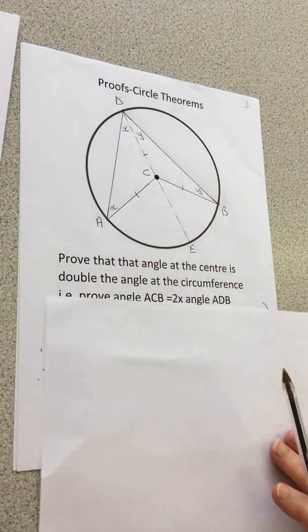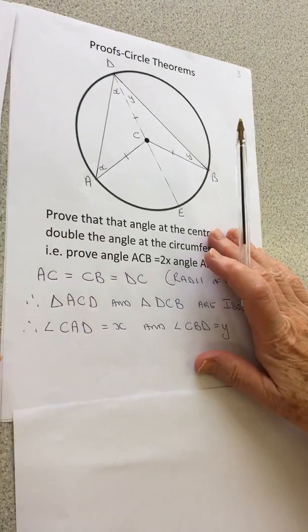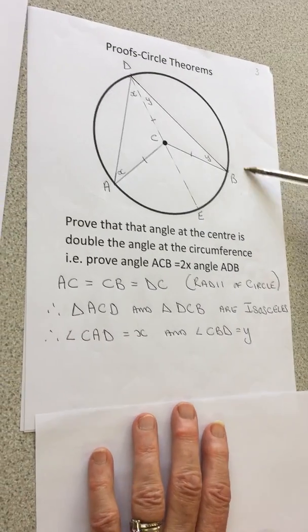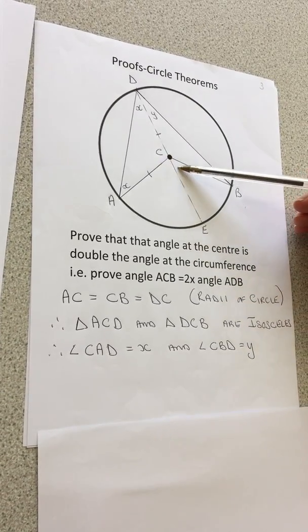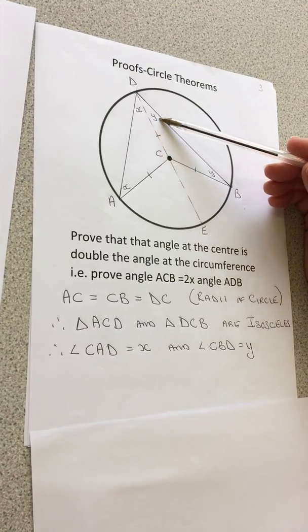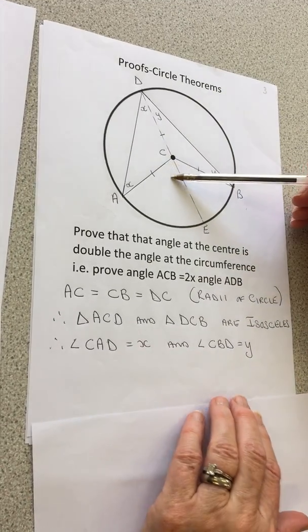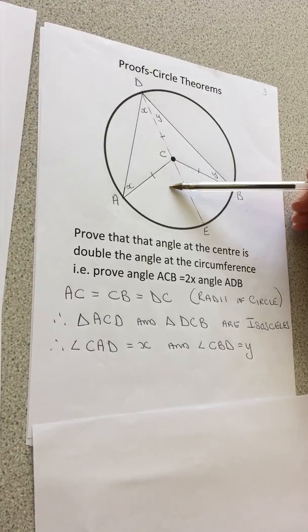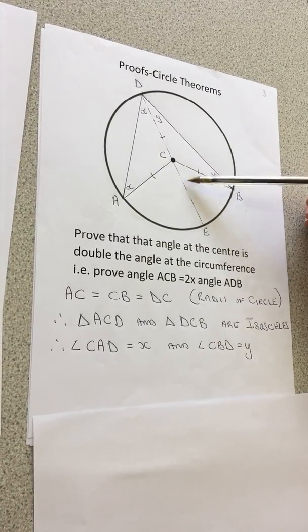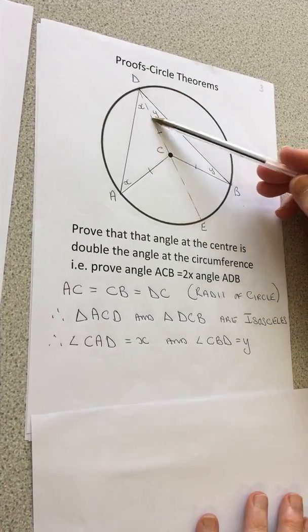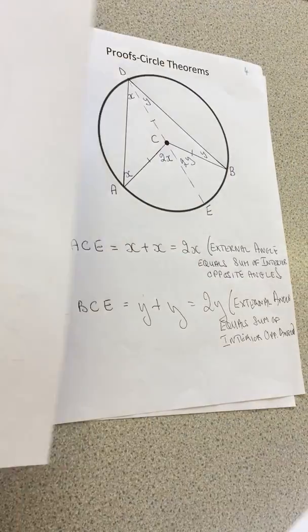The next step in this proof, we're coming back to what we're trying to do. We're trying to prove that this angle is twice this angle. So now we want to see if we can work out what this angle is here, ACE, and angle BCE, and see if we can connect them to this one.